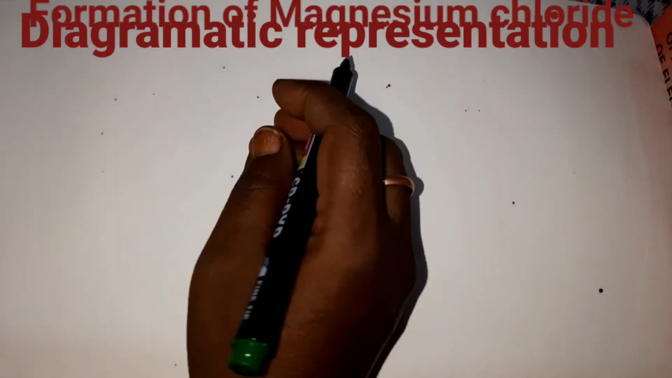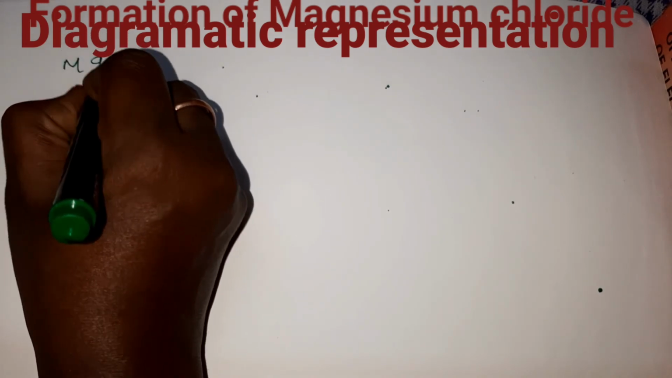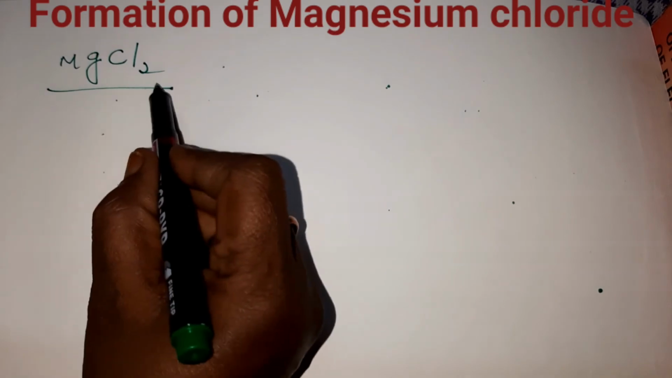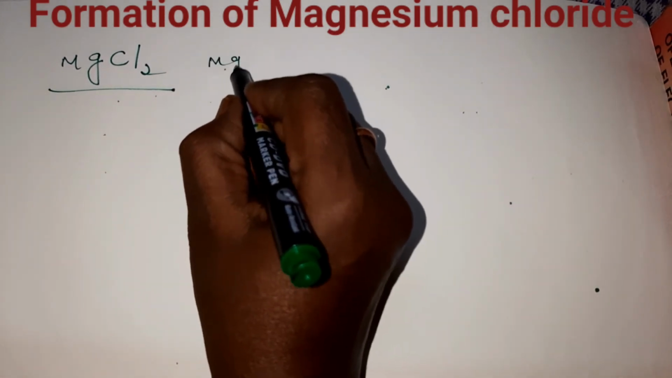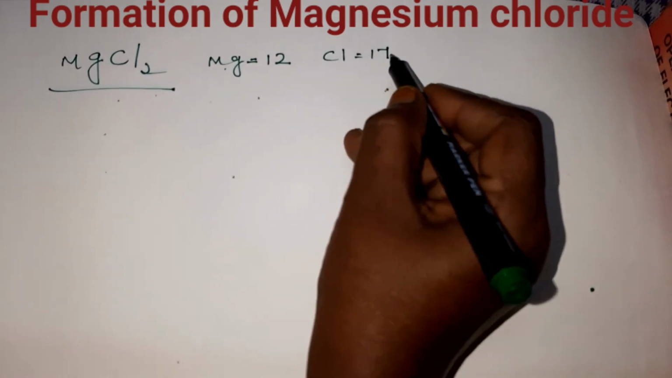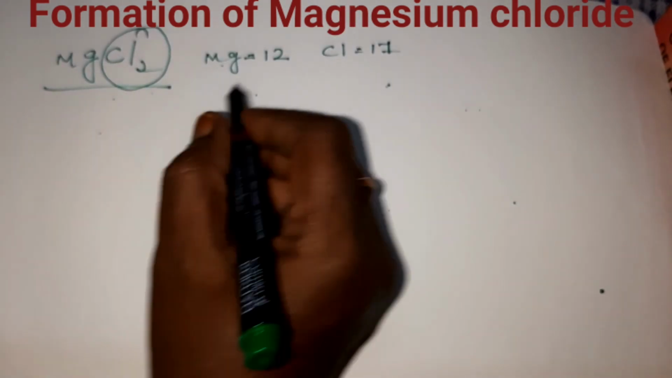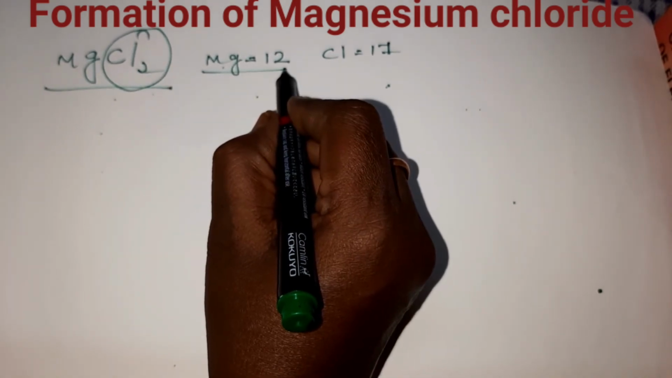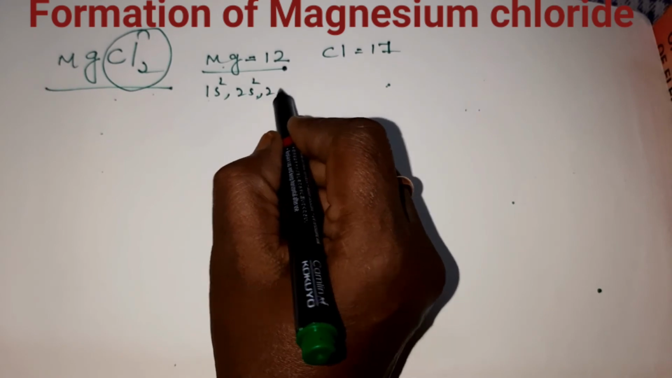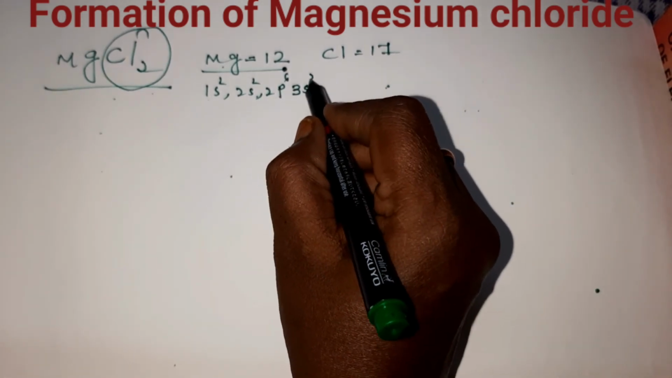Now we shall learn ionic bond with one more example, children. Magnesium chloride, MgCl2. What is the formula for magnesium chloride? MgCl2. Mg atomic number is 12. Okay, children. Chlorine atomic number is 17. But remember, children, you have 2 chlorine atoms. So now if you write electronic configuration for magnesium, 1s2, 2s2, 2p6, 3s2.